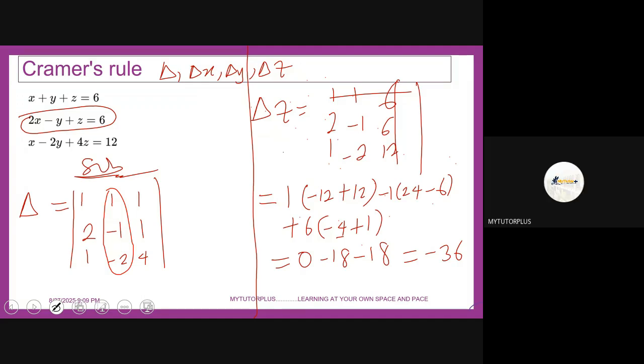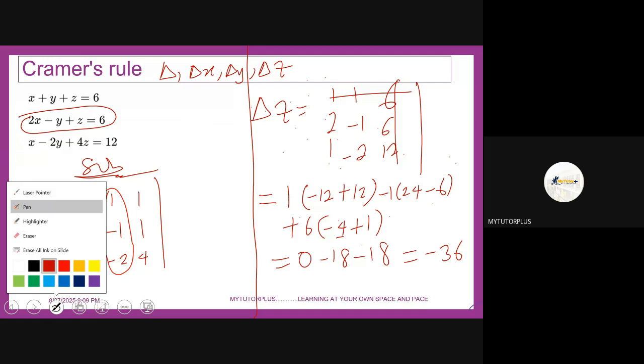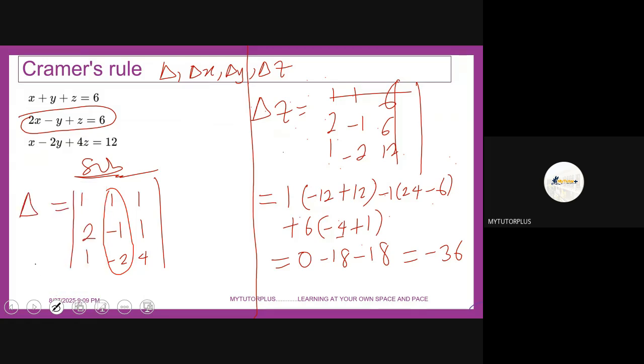Remember, I told you what we need to get first before we can get the value of X, Y, and Z: we need to get the value of delta, delta X, delta Y, and delta Z. Right? So you have gotten the 3 values now, and I want you to tell me their values before we move on. What is the value of delta from our solving?